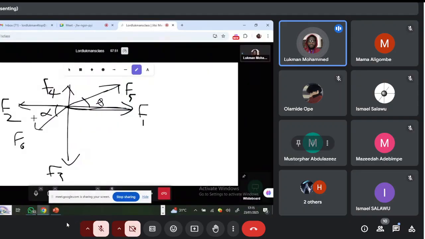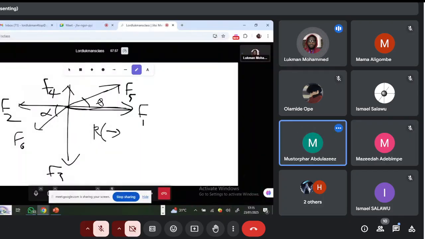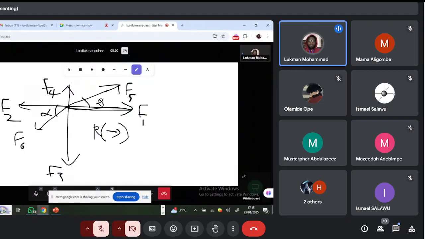If I'm resolving horizontally in this direction that you always take as positive, anything going in that direction, or anything I can resolve to that direction, will be taken as positive. Anything in the opposite direction, going this way, will be negative, and any force that can be resolved to the closest horizontal in that direction will also be considered negative. So F1 is going to be positive because it goes naturally in this direction. Okay, F2 is also horizontal, but in the other direction.